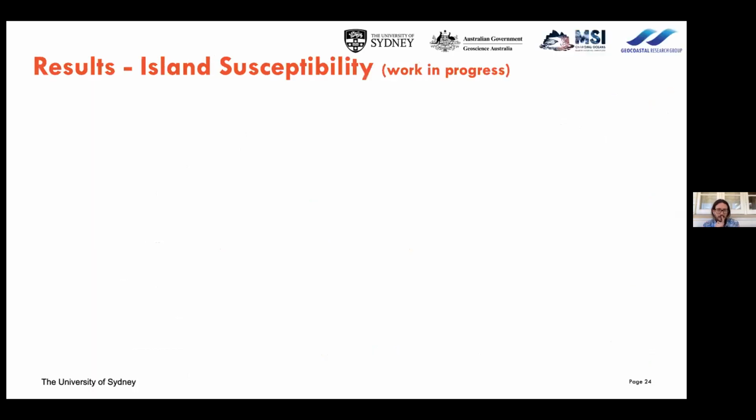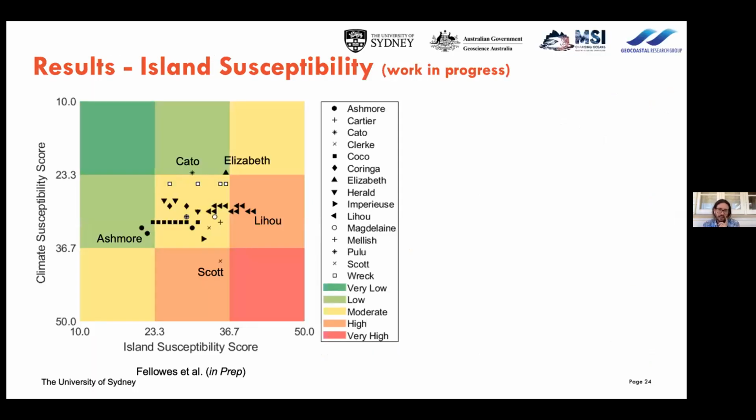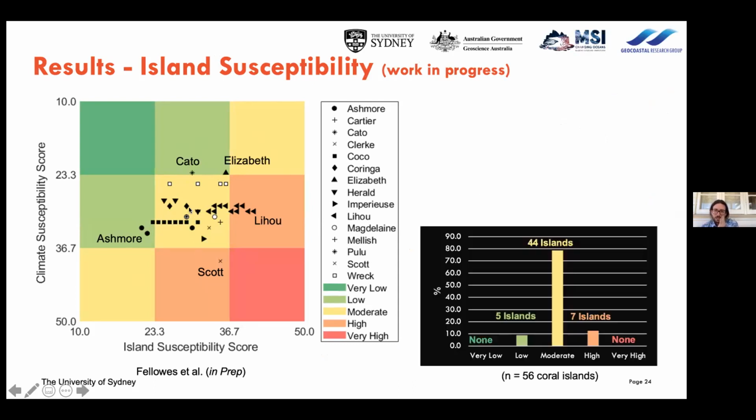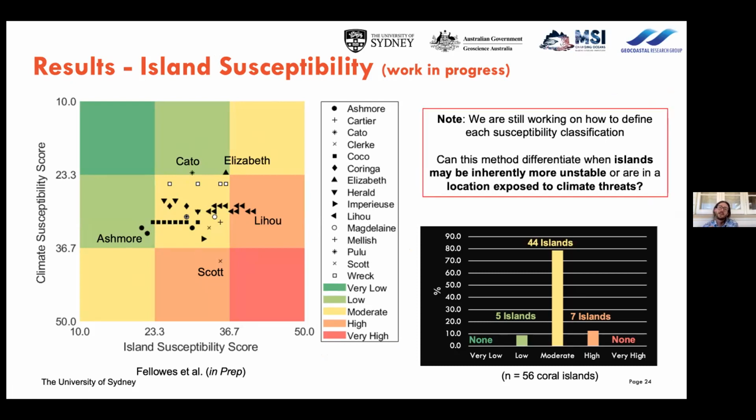But what does this actually mean? So let's look at all of the islands now on that matrix. We can see we have a couple of examples around the outside, but most are in the middle. There's a sort of normal distribution, about 10% on either side, either high or low. But what we're really trying to figure out now is what do these susceptibility classifications actually mean? Like, what does a moderate classification mean for all of them? Does that mean maybe they're going to be stable? Does that mean they're going to last longer potentially? That's what we're still trying to figure out in the analysis at this stage.